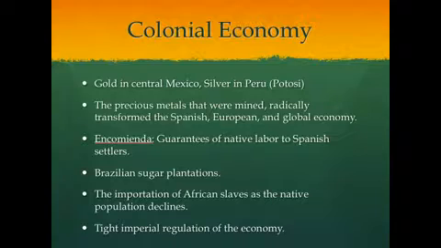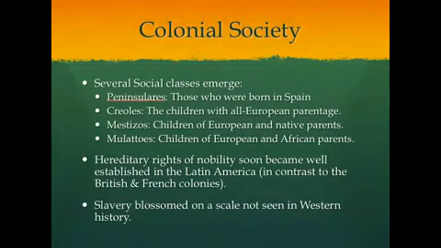The Dutch and the Portuguese were major rivals. The Dutch and the Spanish were major rivals. The English would come to be a major rival of the Spanish. And so trading with those empires would become strictly prohibited. And again, that flies in the face of the principle of free trade and economic growth. And so one could argue that these tight imperial regulations of the economy severely limited the growth of those economies.